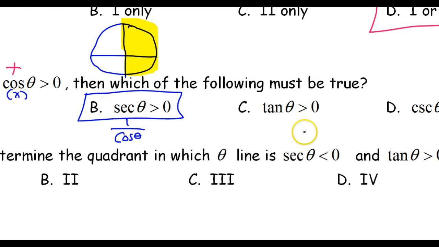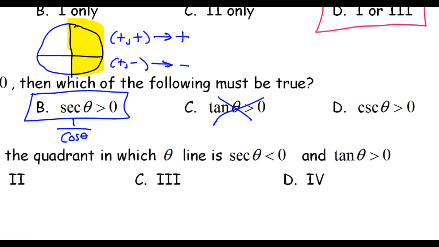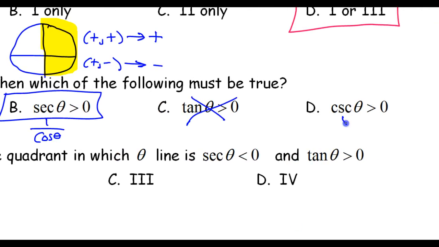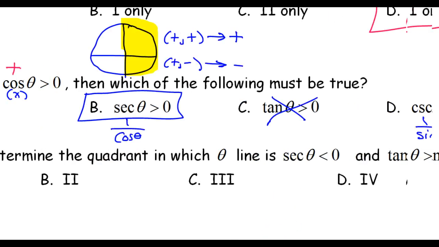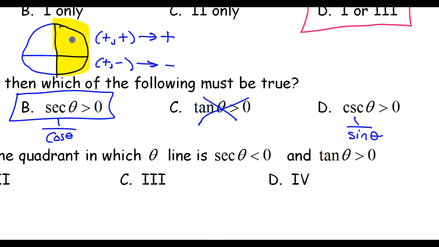Okay, just to follow through, does the tangent have to be positive? No. Tangent is positive in this quadrant because the sine and cosine are both positive. So I'll say that means tangent is positive. This is cosine, sine, tangent. But in this quadrant down here, the fourth quadrant, cosine is positive, sine is negative. This would lead to a negative tangent. So no, tangent doesn't have to be positive. And cosecant, does that have to be positive? No, because cosecant is just the reciprocal of the sine function, and we already determined that the sine function can be positive up here but negative down here. So the answer is B.